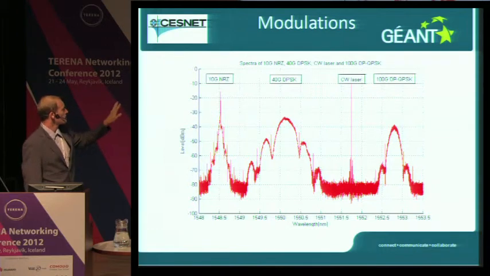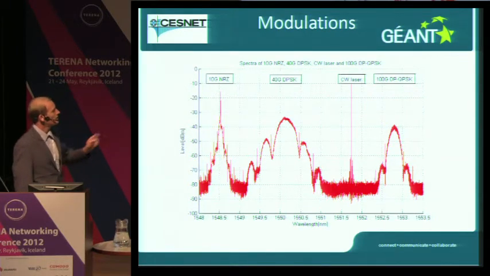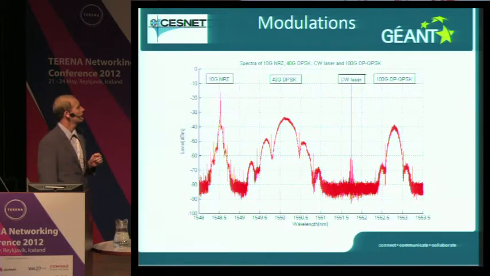You can also see that those modulation sidebands are a bit further from the center wavelength or center frequency. And finally, on the right-hand side, you see the spectrum of 100G dual polarization quadrature phase shift keying, which is the modulation used by Alcatel-Lucent and will be present in our tests.